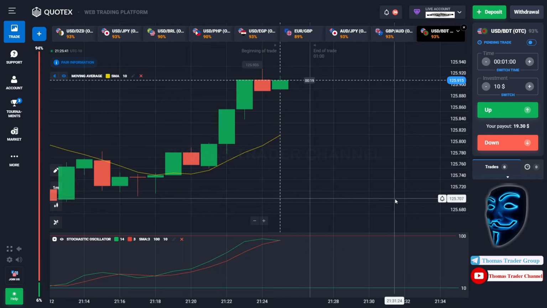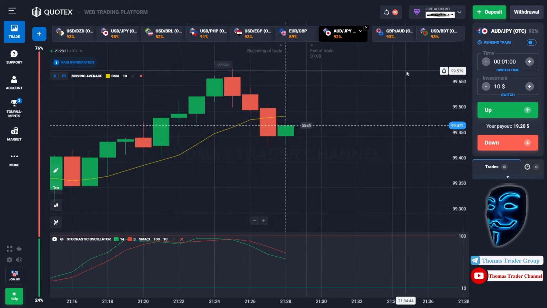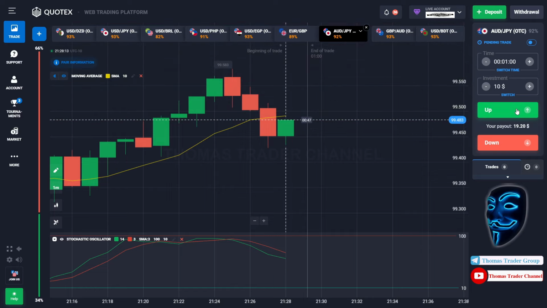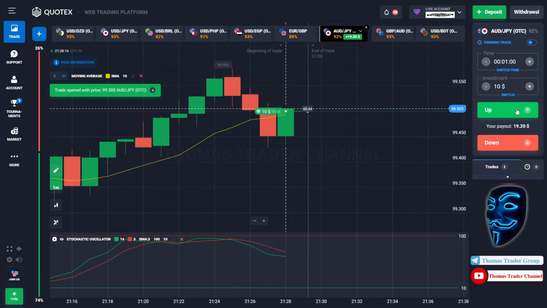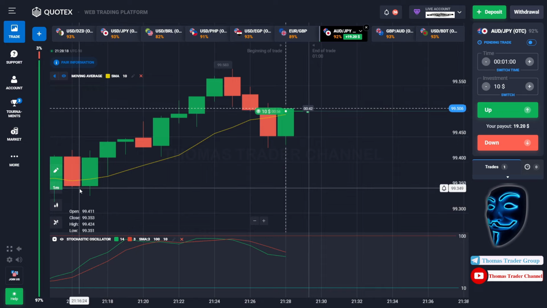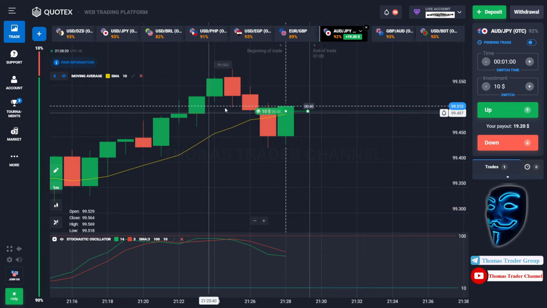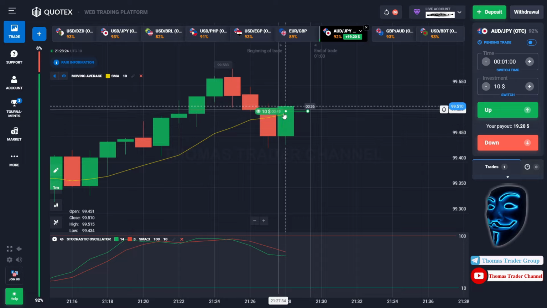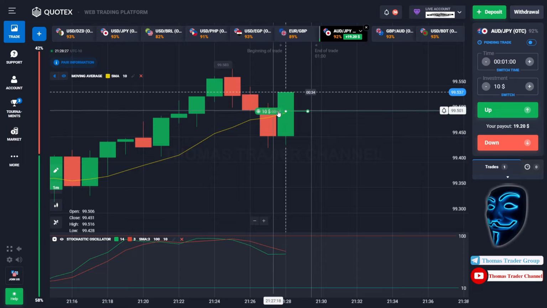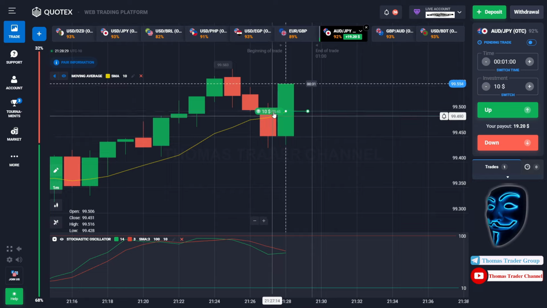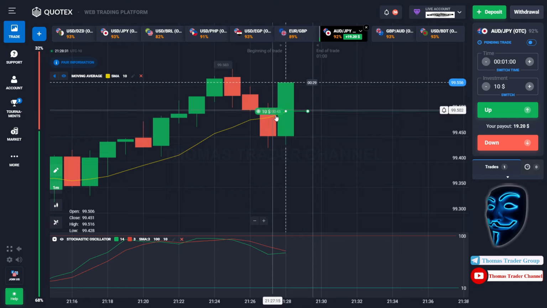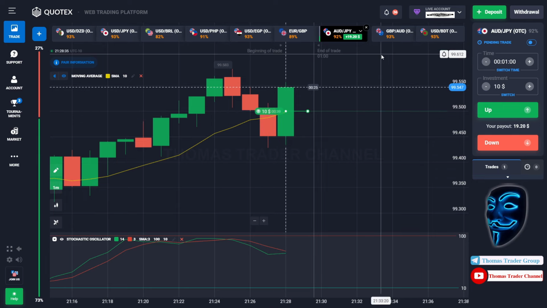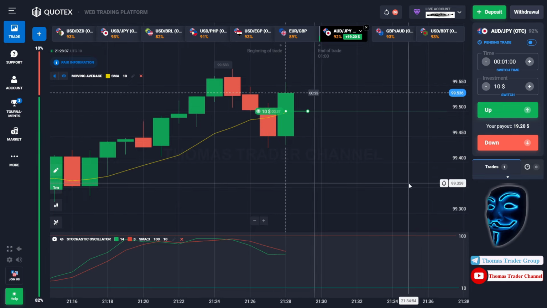Let's find the market. Over here we can open buy for 1 minute. As you can see, the market is going bullish and the market is touching the moving average line. When the market touches the moving average line, the market will make a rebound and it will continue the bullish trend. Let's prove it and let's wait till the end of our trade.